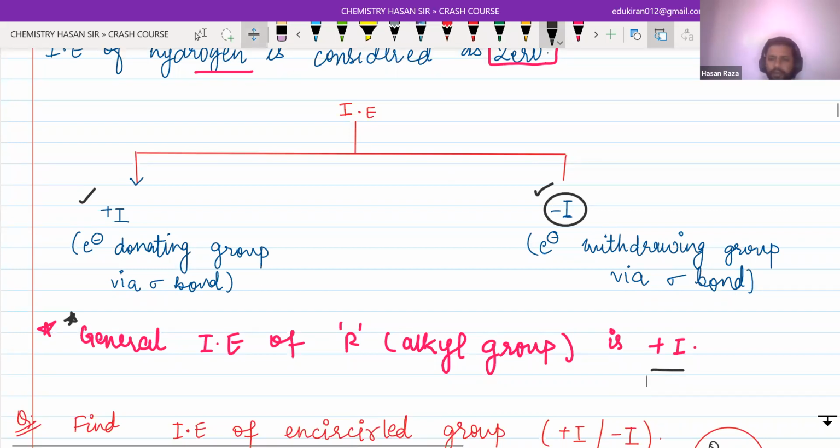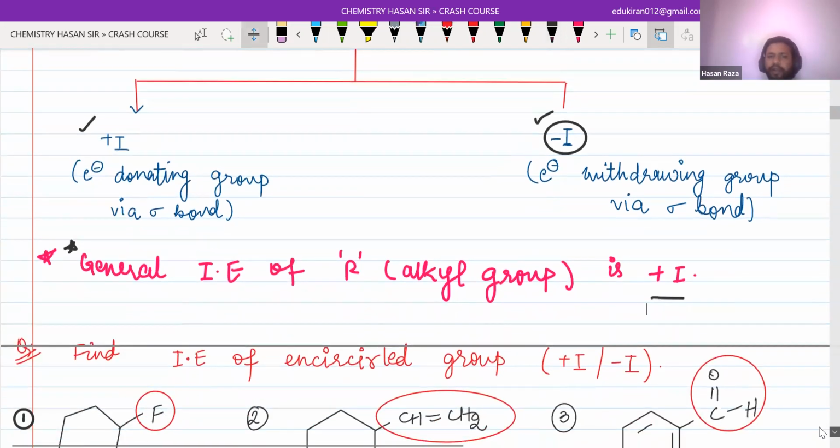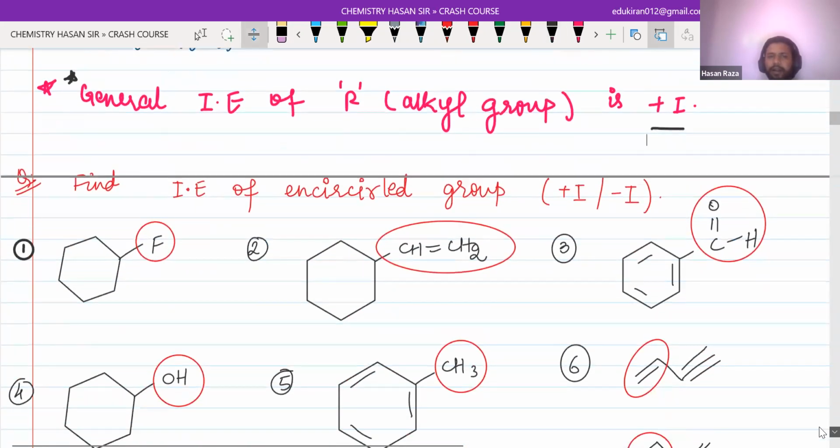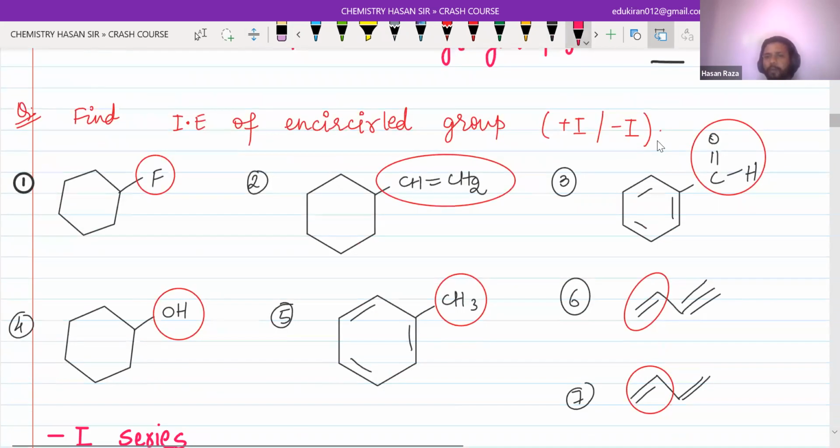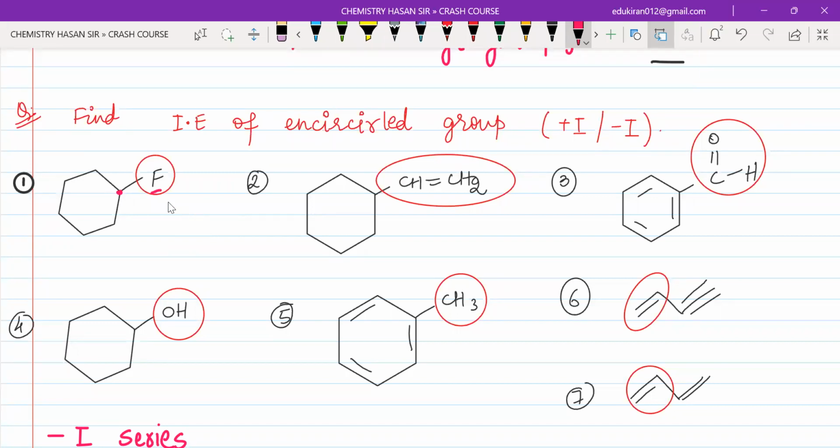Now there is a very basic question on this, that is find the inductive effect of encircled group. What you need to do, just see the fluorine and see the attached compound or attached element to which it is attached, and let me know fluorine will show minus I or plus I. Can anyone tell me? Minus I. It will show minus I because fluorine is more electronegative than carbon. That's why it is minus I.